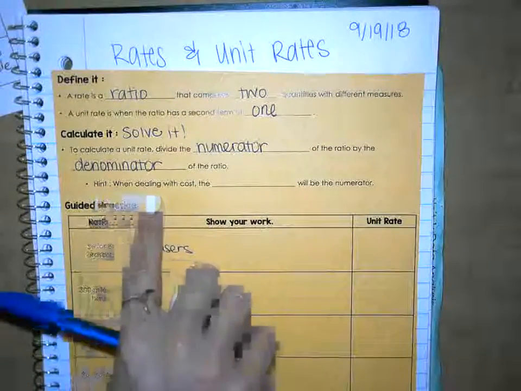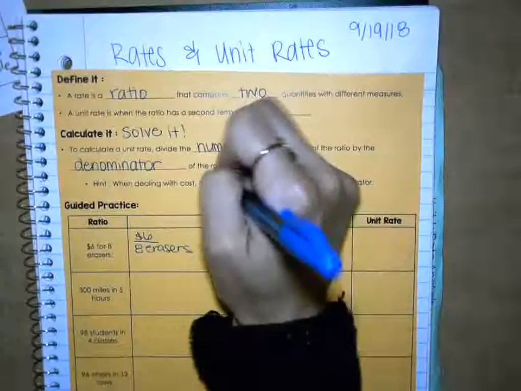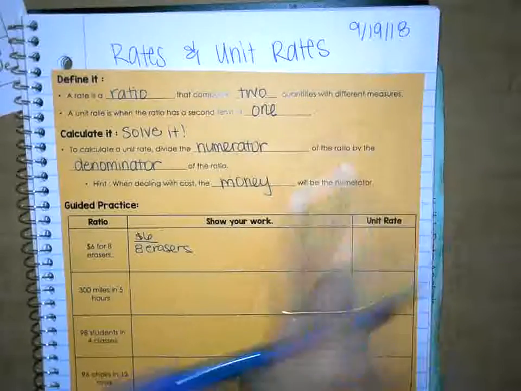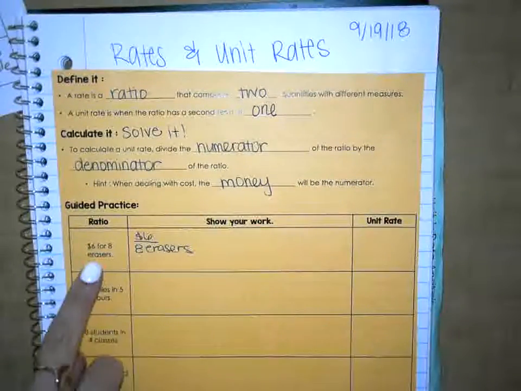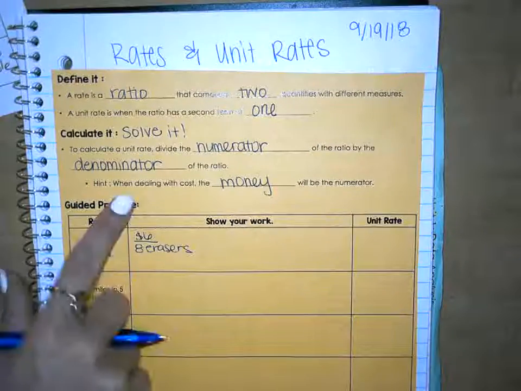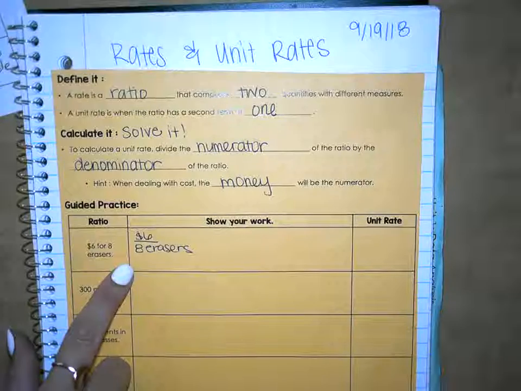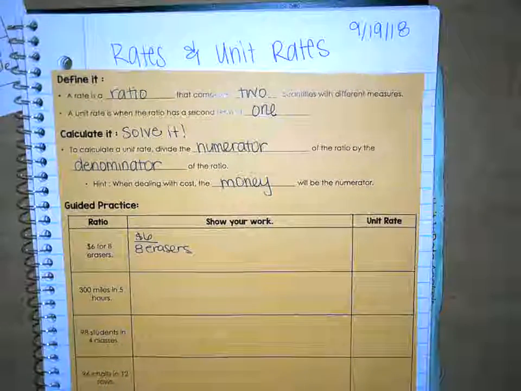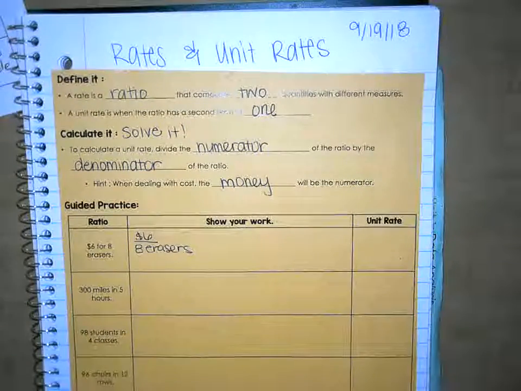Here's a hint, when dealing with money, the money will always be the numerator. So even if I said 8 erasers for $6, it is still 6 over 8. Always, always, always. But everything else, you read it from left to right, you write it from top to bottom.